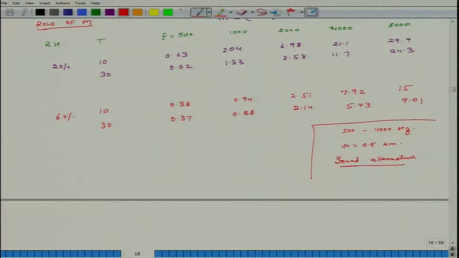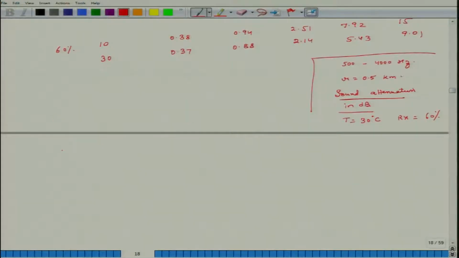Sound attenuation in decibels. This is what we are interested in finding out. And then finally, we assume that temperature is equal to 30 degrees centigrade and relative humidity equals 60%. Okay. So, what do we do?